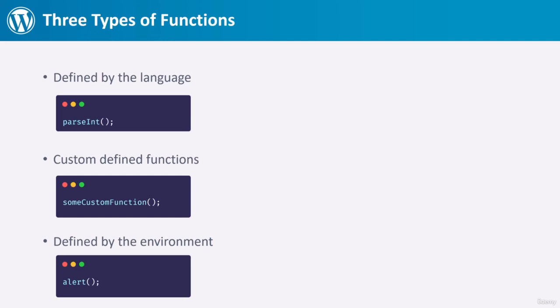As we discussed before, JavaScript is a general-purpose language. We can run JavaScript on the browser or a mobile device. These locations are referred to as environments. Each environment will define additional functions to the language, which are available immediately. For this course, we are going to focus on functions that are available in the browser. The alert function is an example of a function defined by the environment.